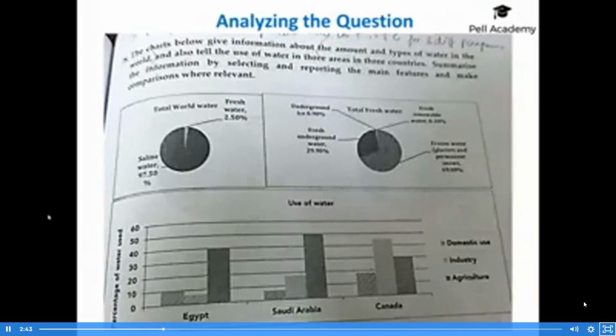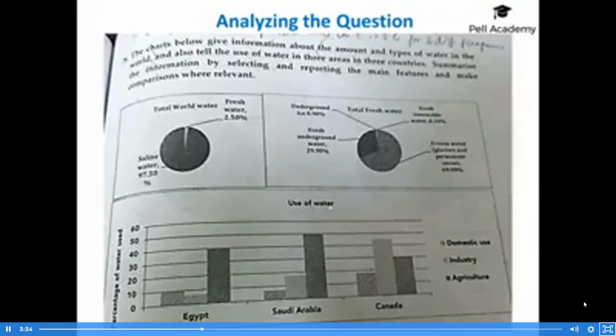Right, so we're going to move on to analysing the question, and like the name of the lesson, you need to first just look and see, is the information related? So is the information in each graph, so we have 3, they're separate graphs, but in what way are they connected? So here, total world water, so we have salty water and fresh water. Then the second one is total fresh water. So what we have is this whole chart represents the 2.5% from the first chart. Okay, so that's an important connection between here. So this 2.5% is broken down into 100% of where it comes from here.